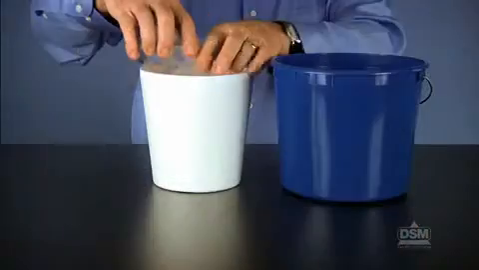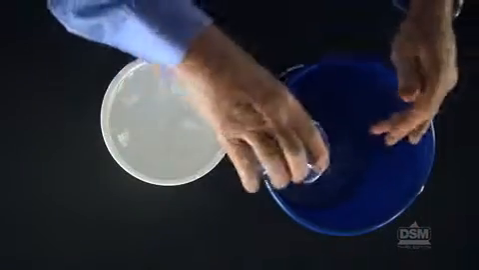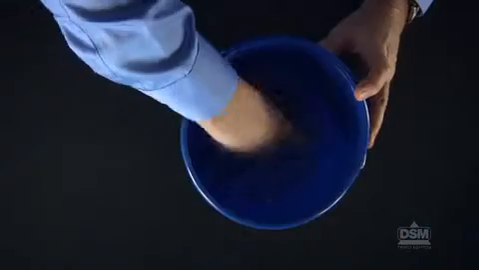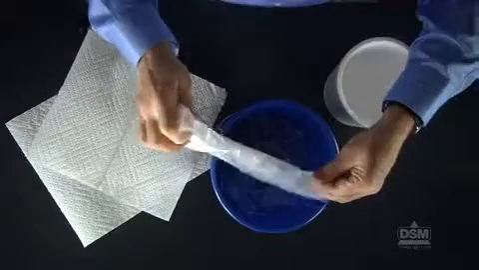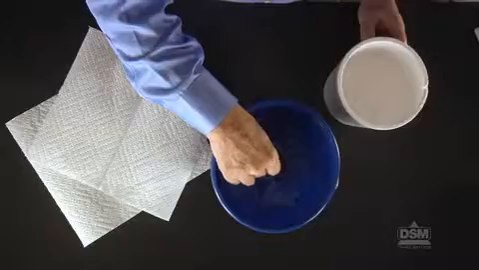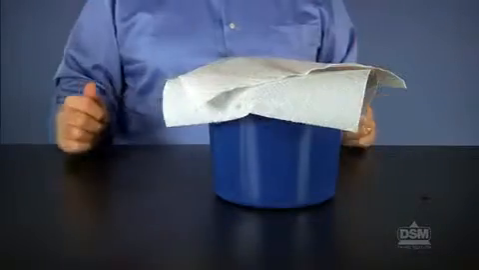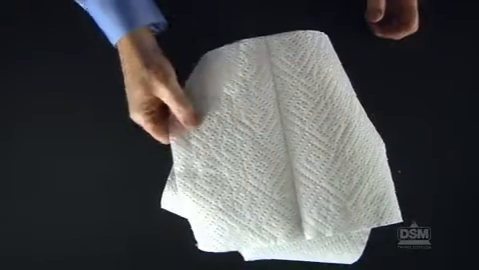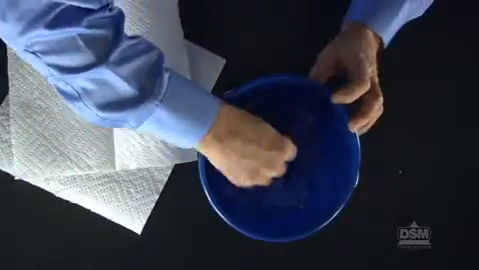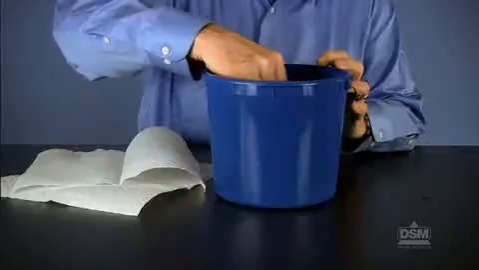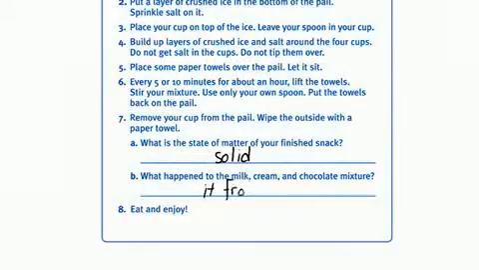Have students place a layer of ice on the bottom of a pail and sprinkle salt on it. Then, put their cups in the pail and carefully build up layers of ice and salt around the cups. Be careful not to get salt in the cups. Have students place their spoons in their cups and cover the pails with paper towels, then remove the paper towels from their pail just long enough to stir the mixture every 5 or 10 minutes for about an hour, or until the cream mixture has begun to harden. Have students complete the activity sheet.